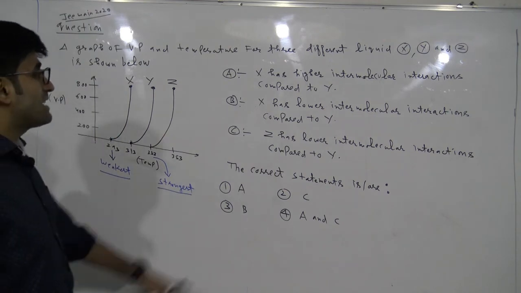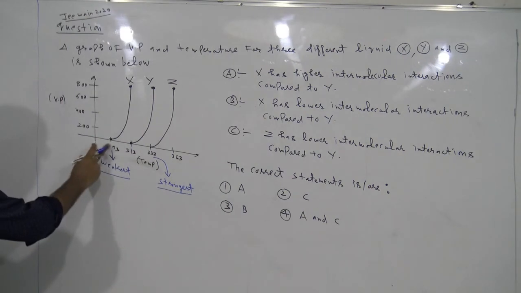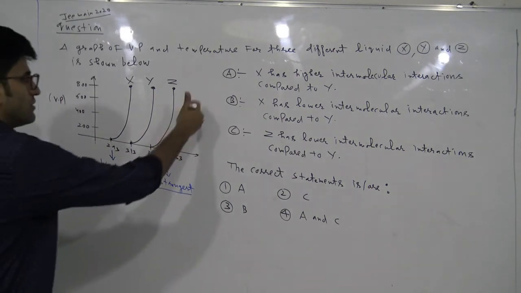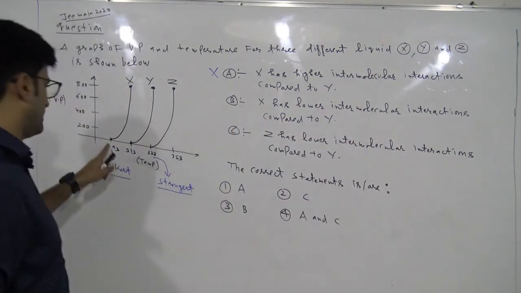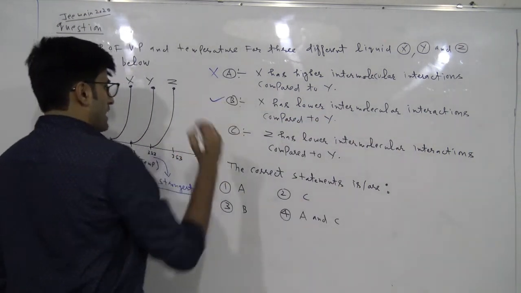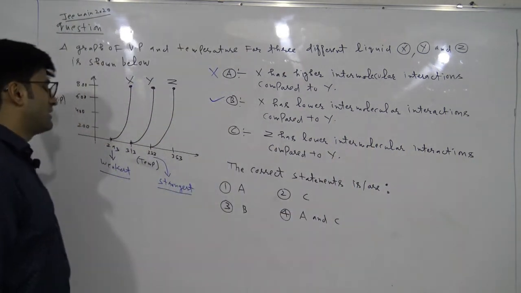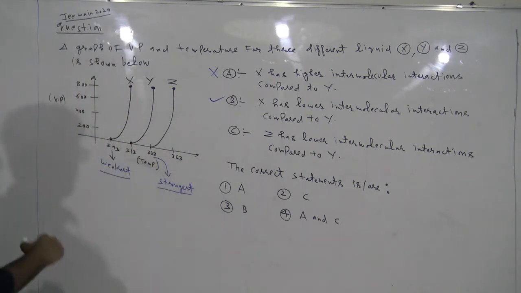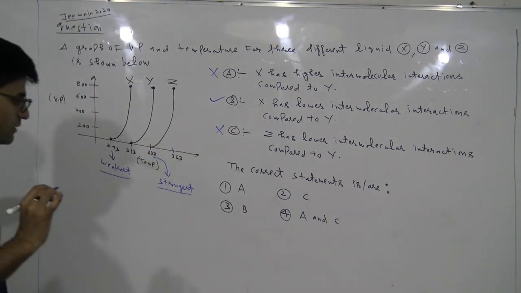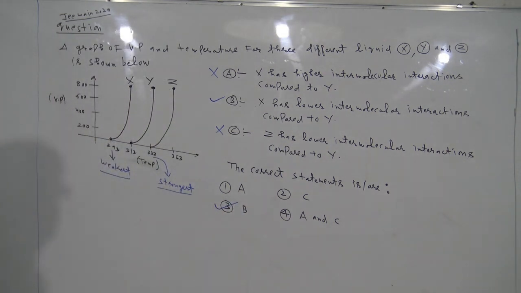Now pay attention. X has higher intermolecular interaction compared to Y? No, how can X have higher? X will have the weakest. So option A is not right. X has lower intermolecular interaction compared to Y? Yes, X has lower, so it can be the right answer. Z has lower intermolecular interaction compared to Y? No, that is not possible. Z has the strongest intermolecular interaction as compared to X and Y. So even C cannot be the answer. So our answer is only B. So is B given? Yes, option C is the right answer. In option C, the correct statement is only B.